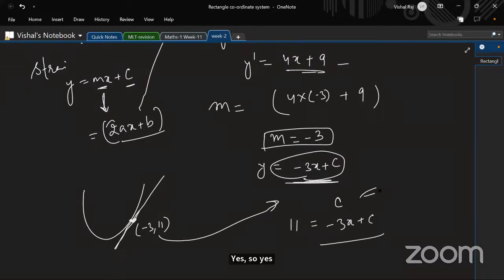You can also use point slope form. Point slope form, how will you? Okay, so you have one point. What is the other point you have? So y minus y1 equals m times x minus x1. Exactly. We have a point, we have a slope. Basically, if you have a slope and then one point, then you can calculate it. Any method you can use.